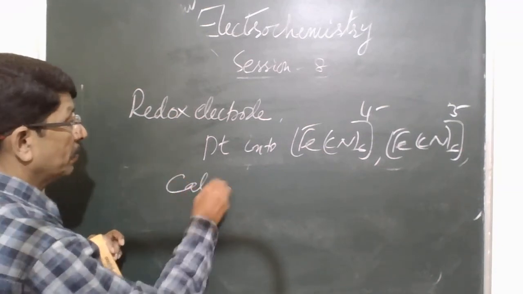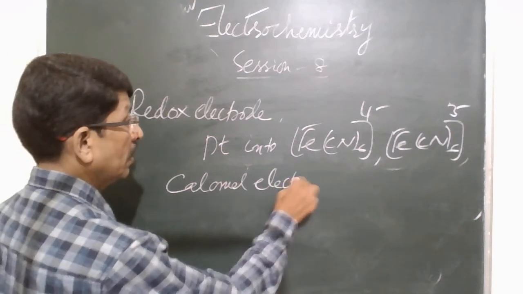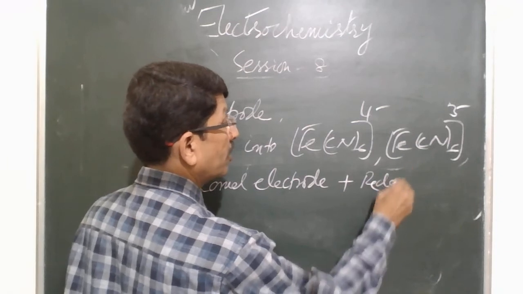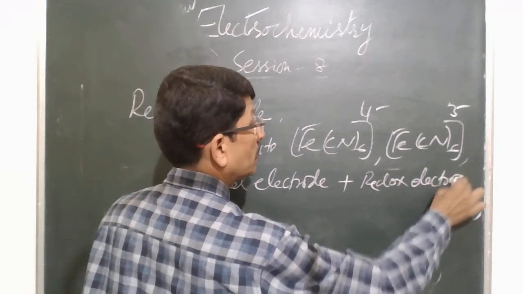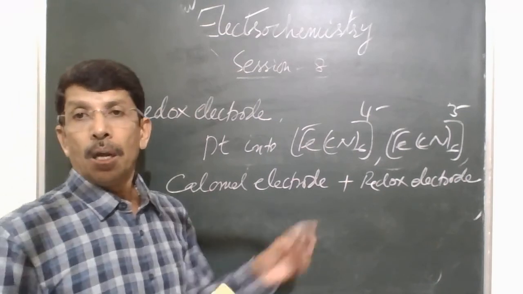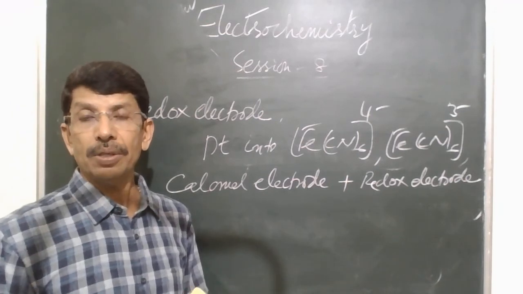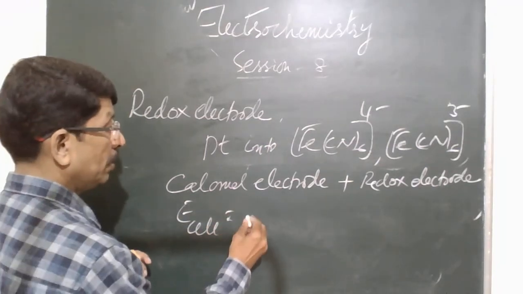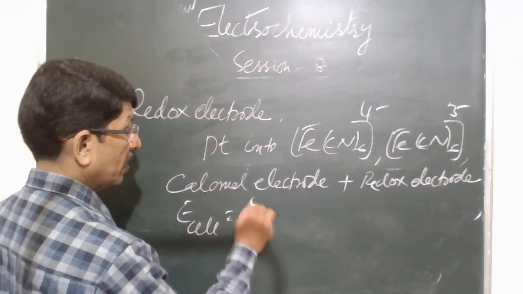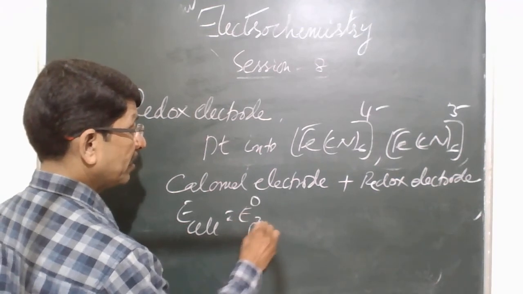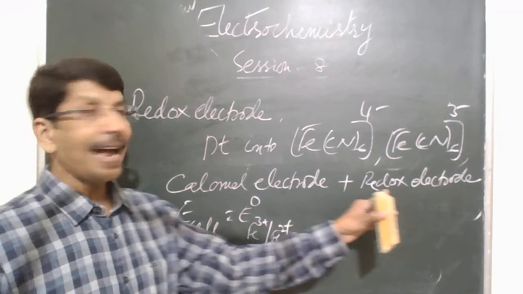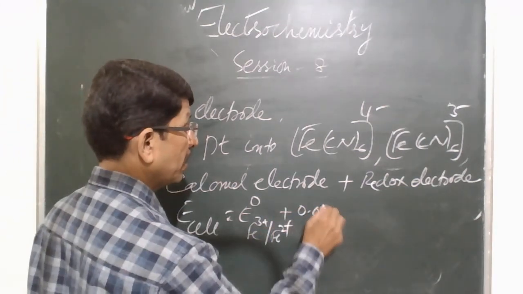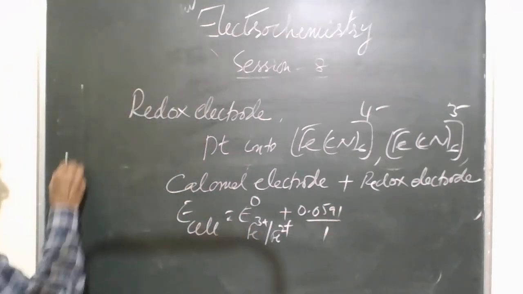Okay, we are using a calomel electrode plus a redox electrode. Here the redox electrode acts as cathode and the calomel electrode acts as anode. So E cell will be equal to E naught of Fe3+/Fe2+, because iron is in +3 as well as +2 states, plus 0.0591, because what is the reaction here?